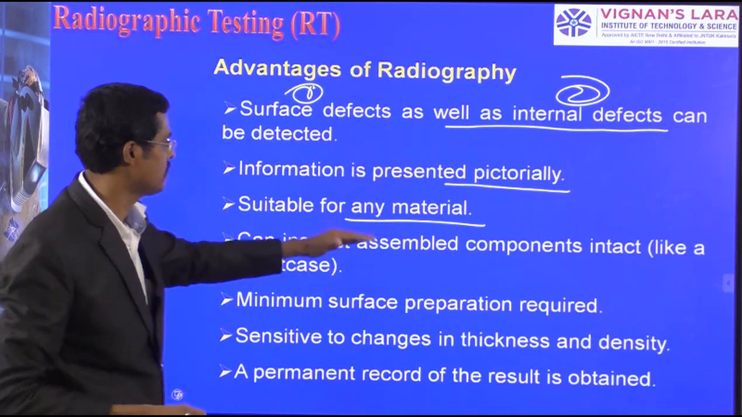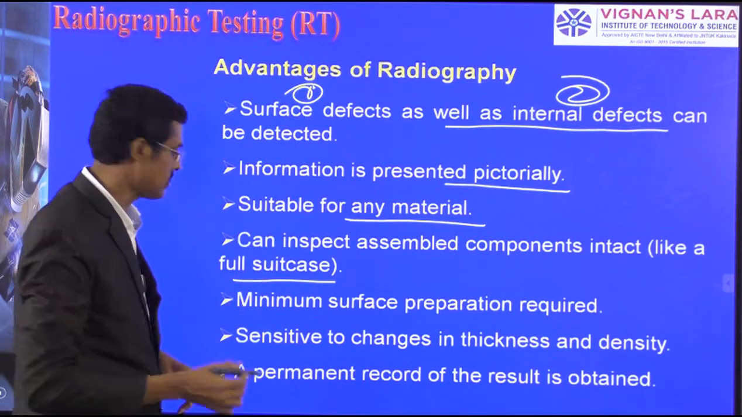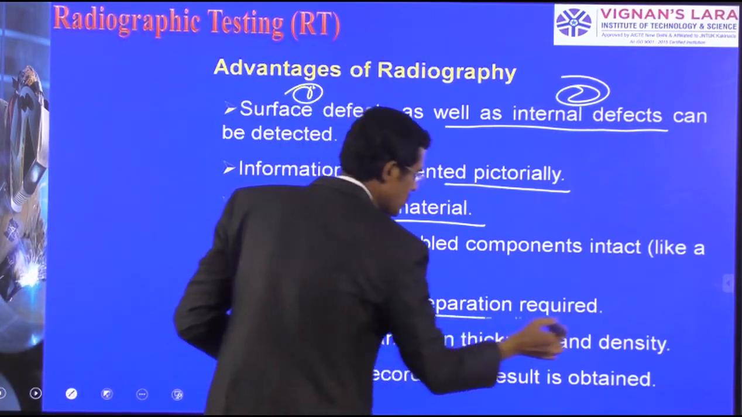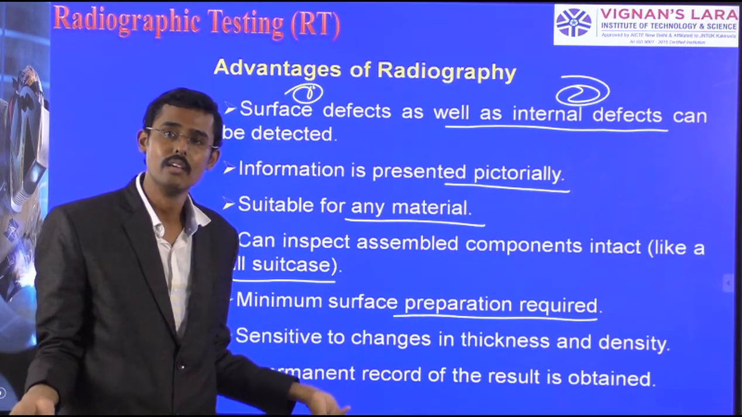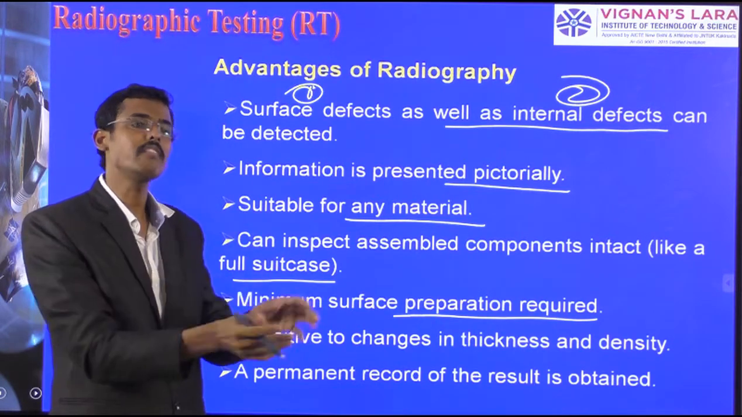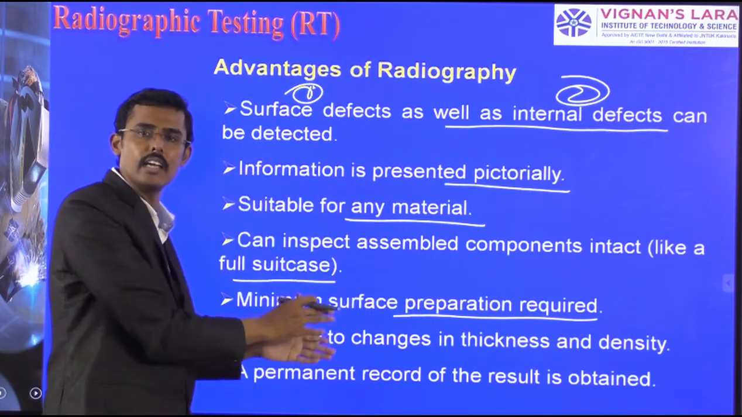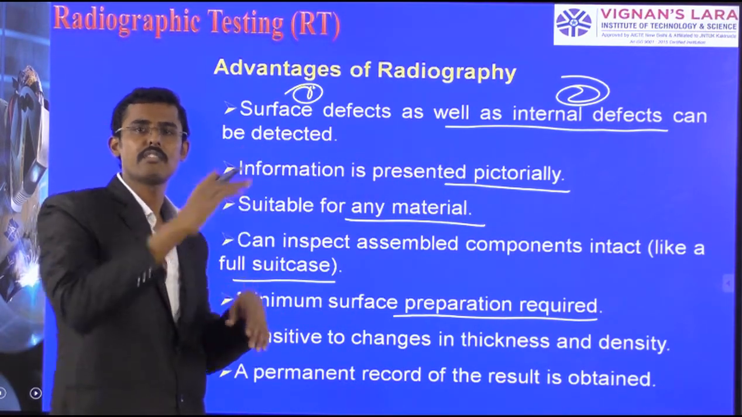We can inspect accessible components intact, like a full suitcase. Minimum surface preparation is required. We are not bothered about the surfaces. A smooth surface is not required, because the radiation source is going to fall on it, and whether it receives 100, 80 or 50, the film is going to record. Whether it is an inclined surface, we are not bothered.